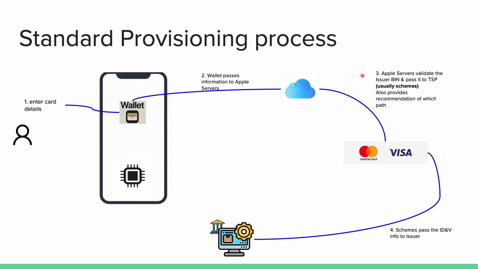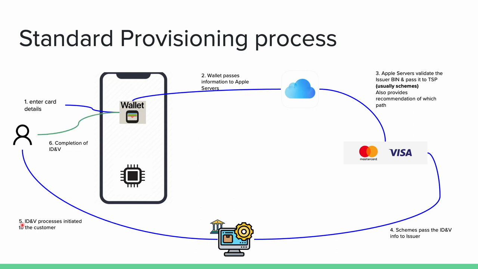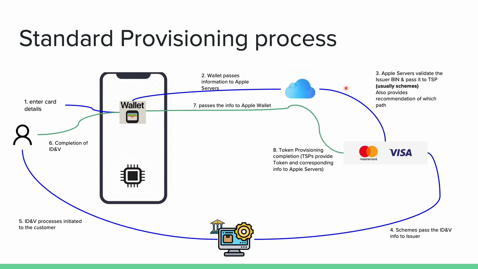Schemes then pass the ID and V validation information, whatever they received, to the issuer host system. The issuer host system then works with the customer to perform the actual ID and V validation, so basically to authenticate the customer. Once the authentication is performed, I mean the completion of the ID and V, the Apple wallet passes the information to the Apple Pay servers that it is complete. And then Apple Pay servers work with the TSPs to ensure the completion of tokenization. So the whole tokenization process happens here.